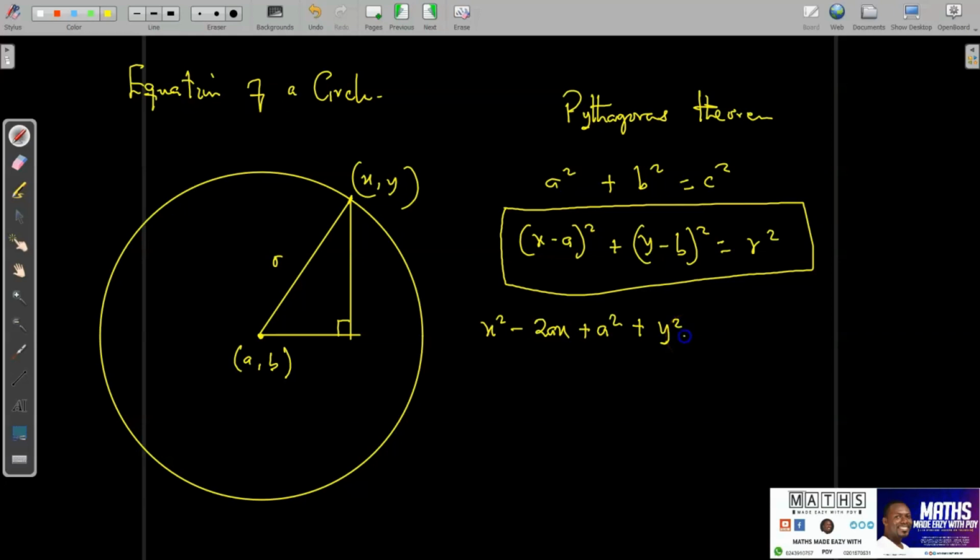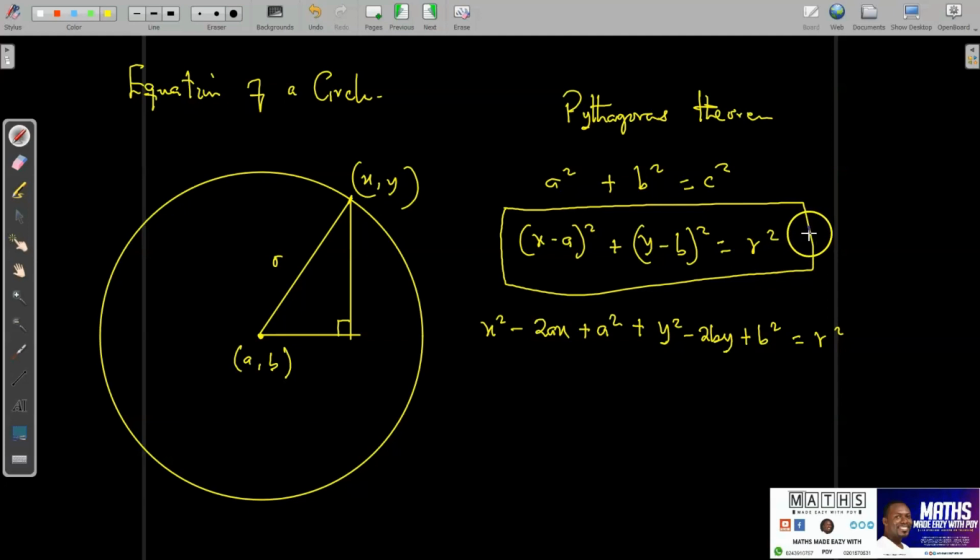Minus 2by plus b squared, all equal to r squared. Are you with me, please? Yes, please. So ideally, please listen to my choice of words here carefully concerning the equation of a circle.